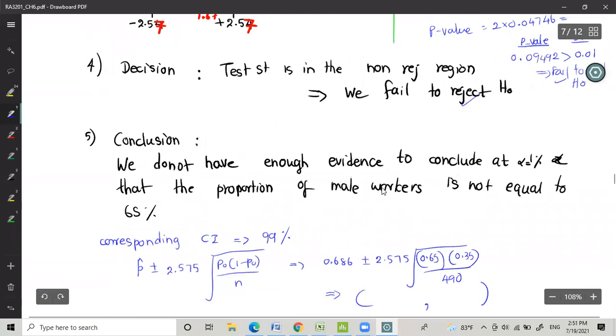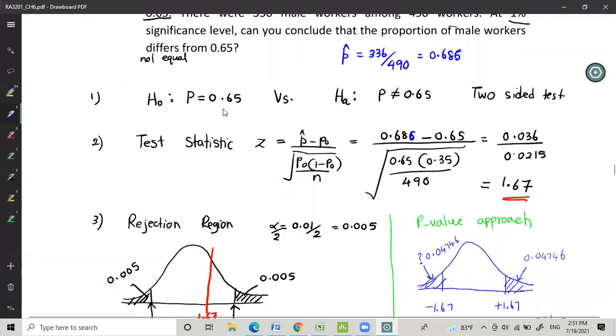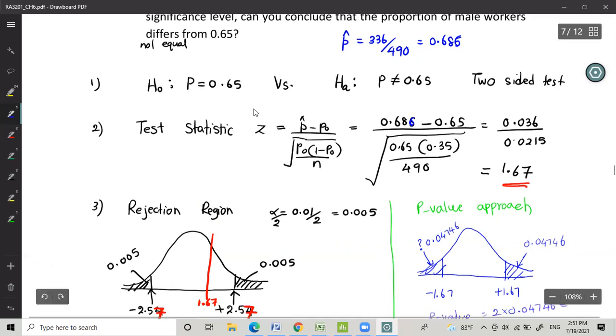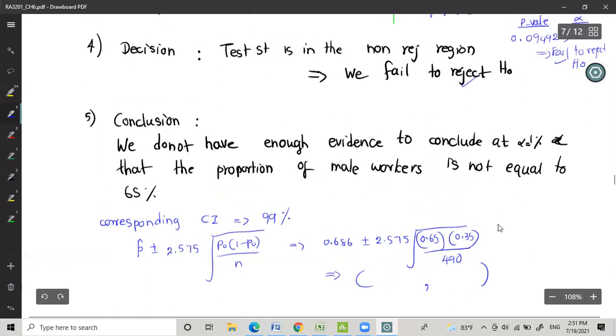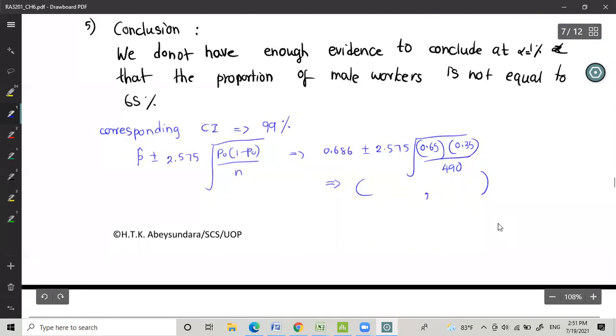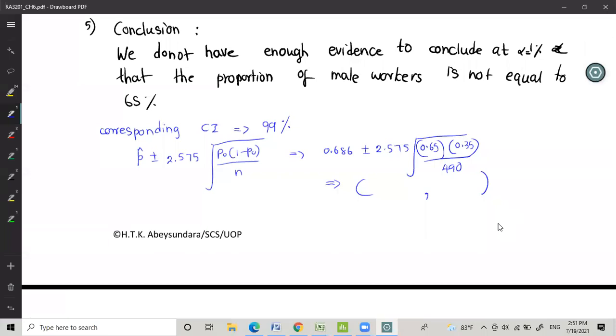And how do you double check? Go back and get the P naught or the proportion you see under the null hypothesis, that is 0.65, and check whether 0.65 is included in this interval or not. Right now, this is failing to reject H0, so it should be inside this interval actually. Right, so that is why you fail to reject H0.